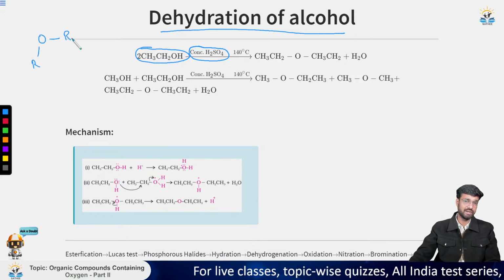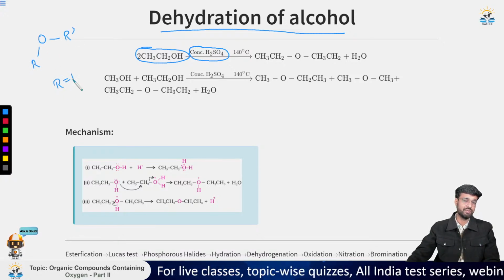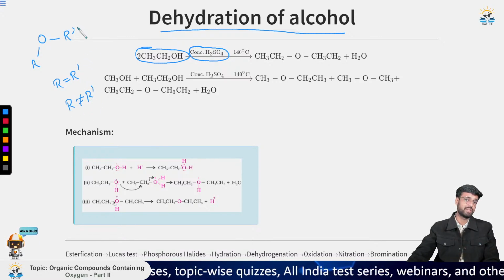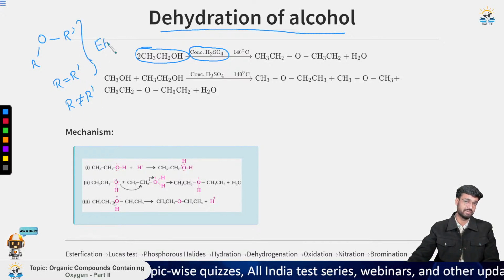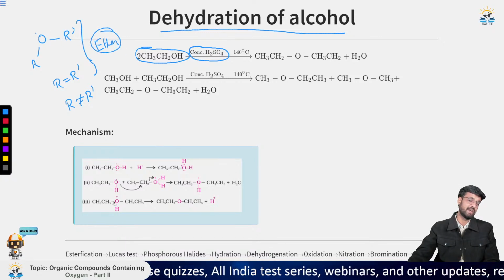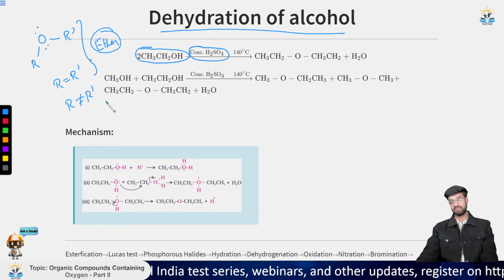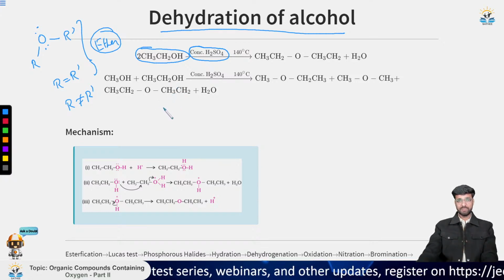One is R, one is R dash. So this R can be equal to R dash or not equal to R dash. In both cases, it is called an ether. Ether has an oxygen that has a lone pair, which will affect the reactivity of this ether as well. So first of all, we will see the preparation of ether.